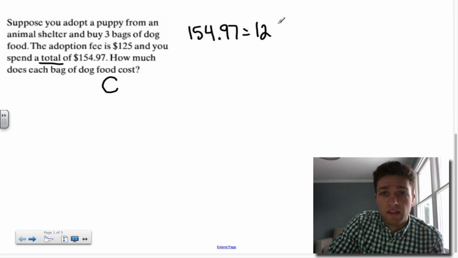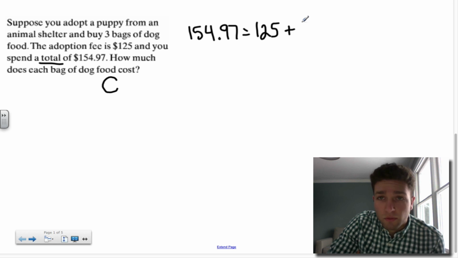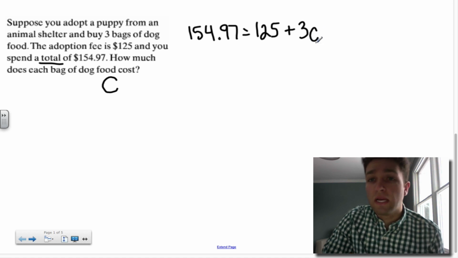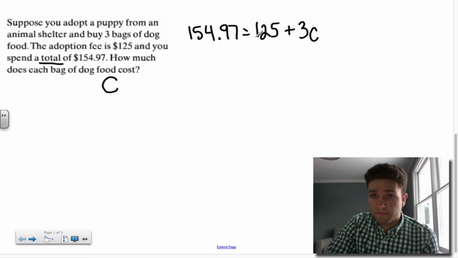Well, I'm spending $125 on the adoption fee, plus I'm getting 3 bags of dog food at some cost per bag, so I'm plugging in my variable there. And that is how you come up with your two-step equation. To solve it, it's just as I did before.